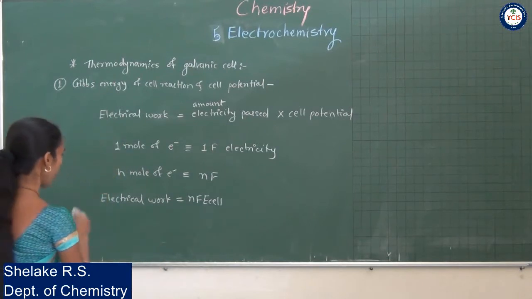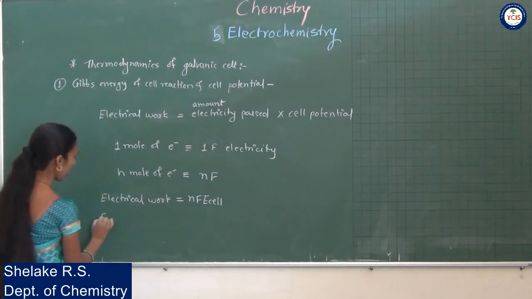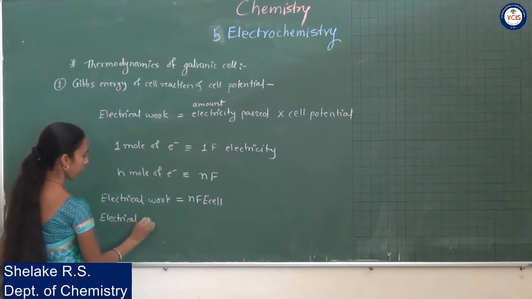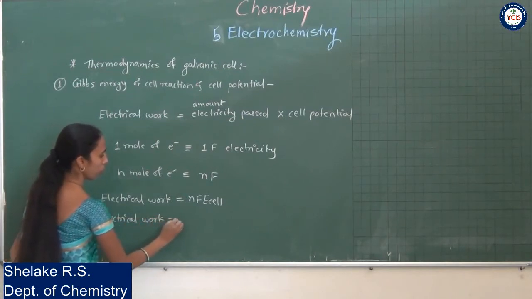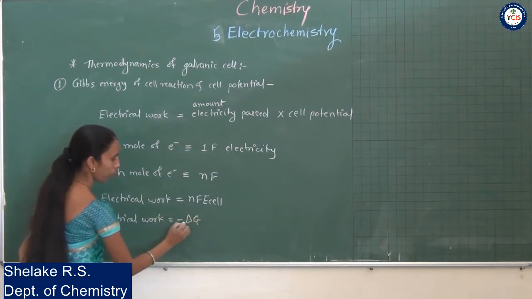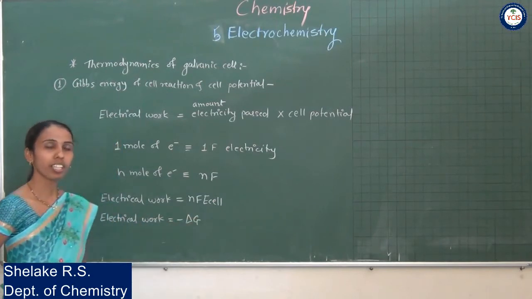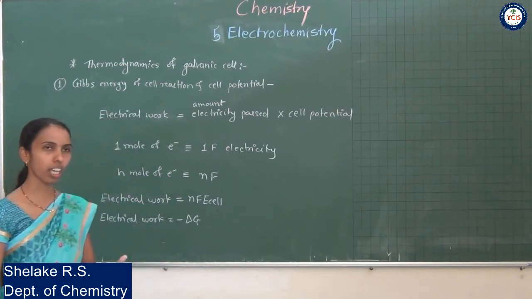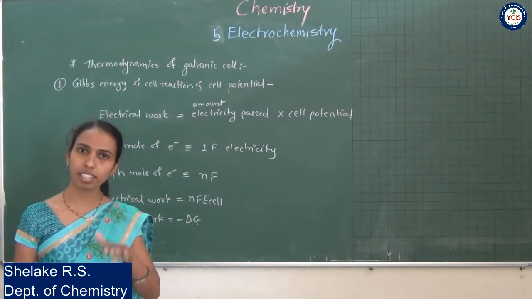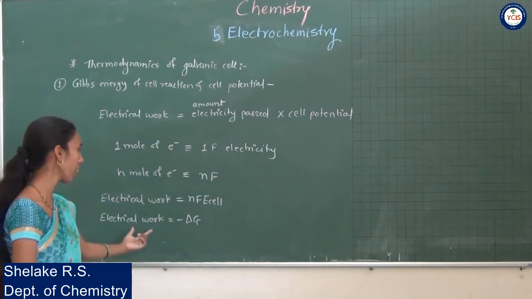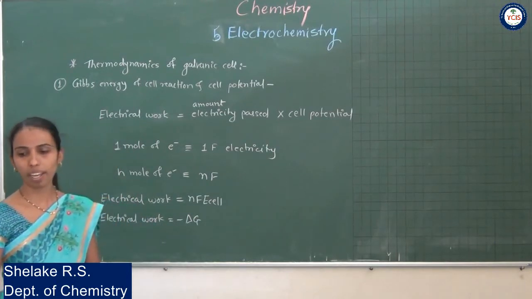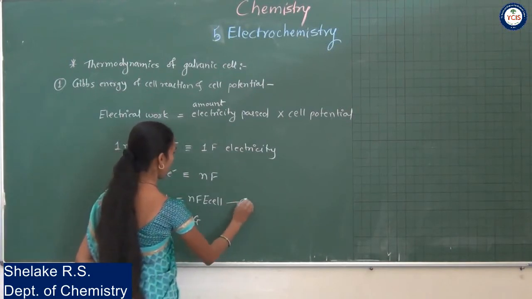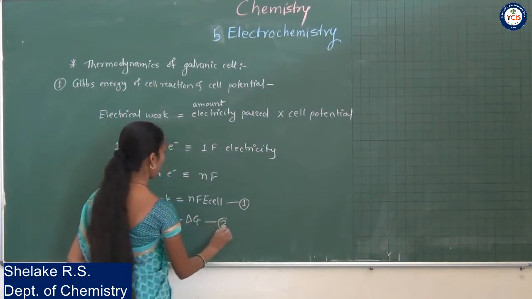Okay, so you can write it down for that, electrical work is equal to minus delta G. Why minus? Because there is a decrease in Gibbs energy. Electrical work done in a galvanic cell is a decrease in Gibbs energy. That is why electrical work is equal to minus delta G. Now see here, these two equations, I will write this. This is equation number 1. This is equation number 2.